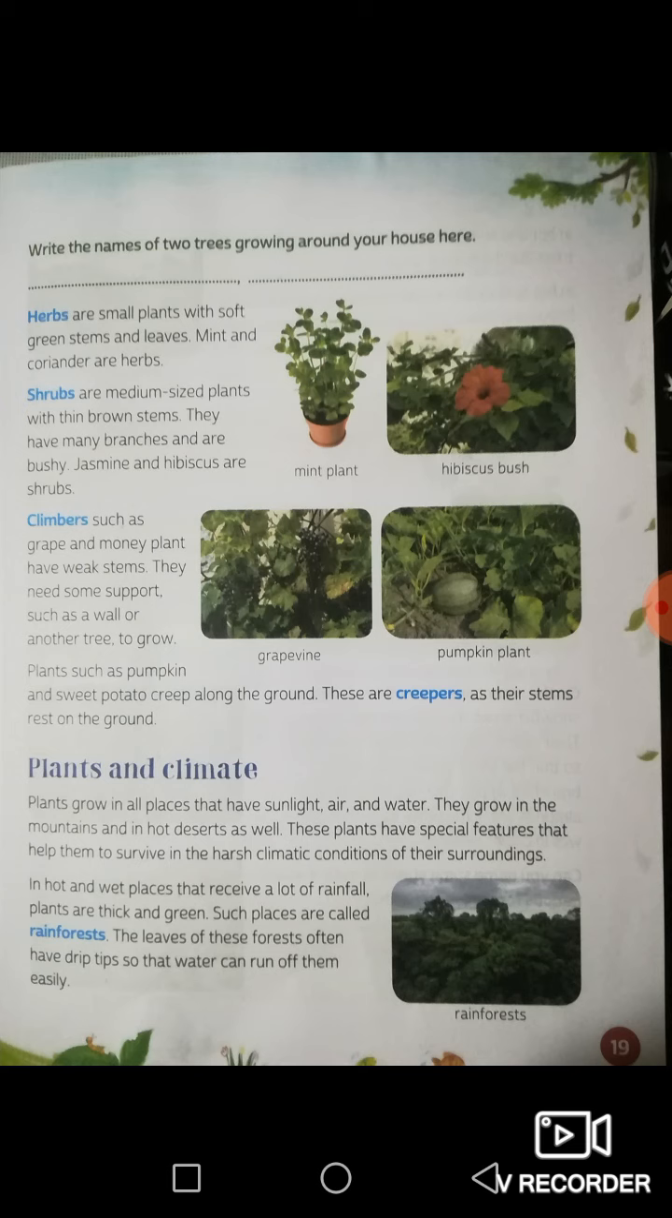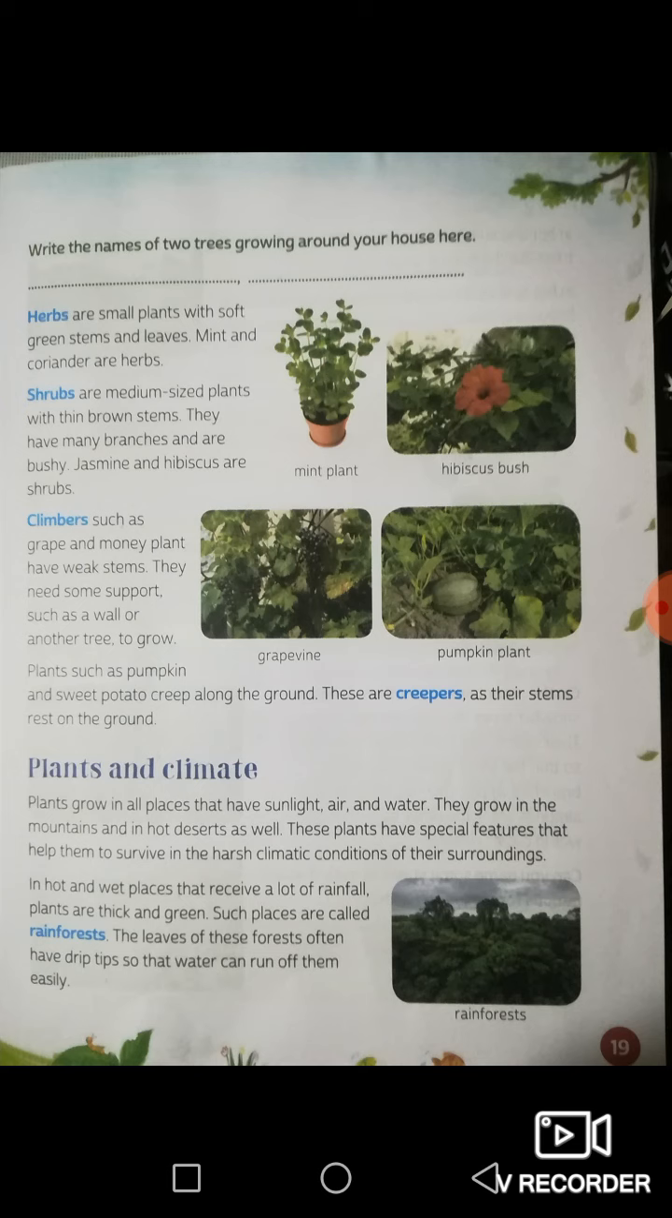Yes, old walls where these plants start growing all over the walls, they are called climbers, right? The money plant and grapes are some examples of climbers, right? They all need support, such as another wall or another tree to grow. Plants such as pumpkin and sweet potato creep along the ground. These are also creepers, as their stems rest on the ground, right? So sweet potatoes and also pumpkins are also creepers, right?